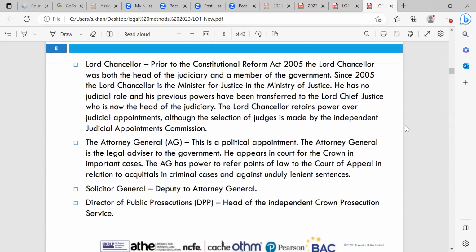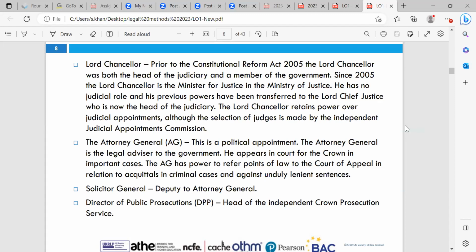Then we've got the Lord Chancellor. Prior to the Constitutional Reform Act 2005, the Lord Chancellor was both the head of the judiciary and a member of the government. Since 2005, the Lord Chancellor is the Minister for Justice in the Ministry of Justice. He has no judicial role, and his previous powers have been transferred to the Lord Chief Justice, who is now the head of the judiciary. The Lord Chancellor retains power over judicial appointments, although the selection of judges is made by the independent Judicial Appointments Commission.